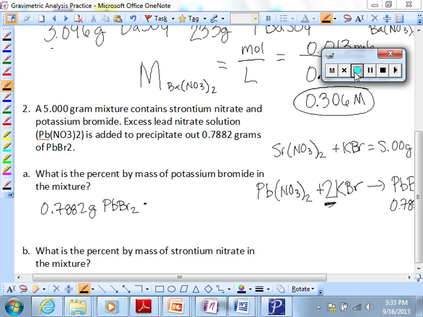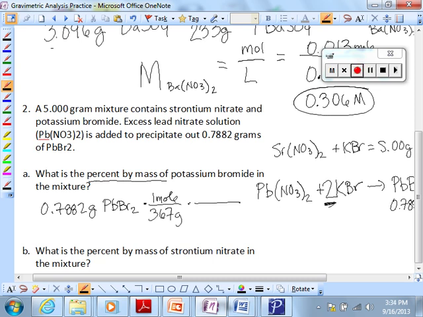I'm going to go from here to grams of potassium bromide because I'm asked for percent by mass. This is different from the last problem where we asked for molarity, so we stopped at moles. Percent by mass. So I'm going to go 1 mole over the molar mass of lead bromide. Lead bromide: 207 for lead plus 80 for bromine, but 80 times 2. So I got 367 grams.